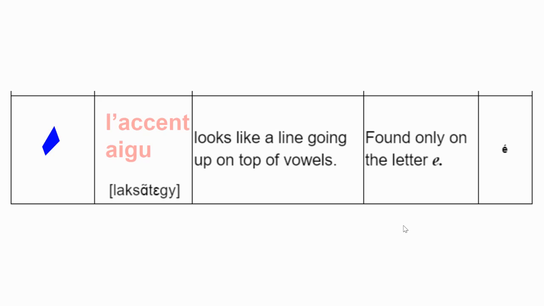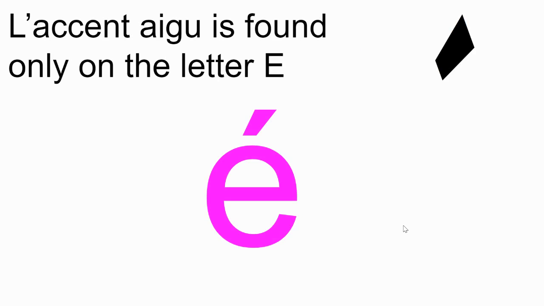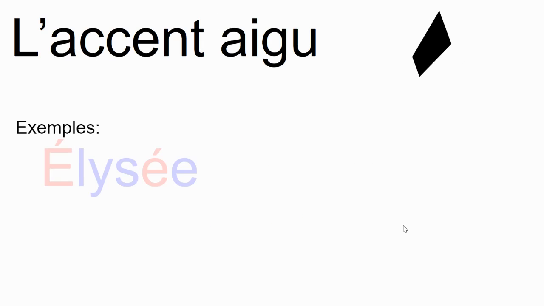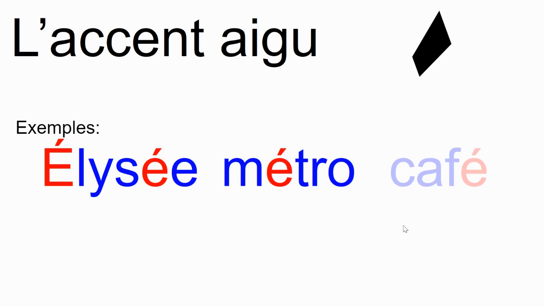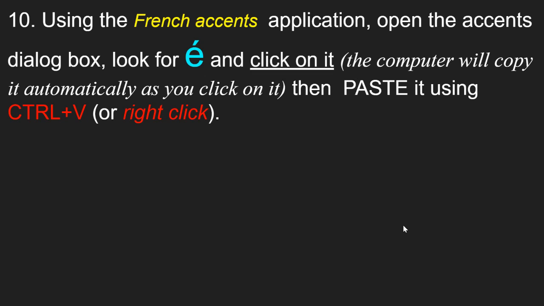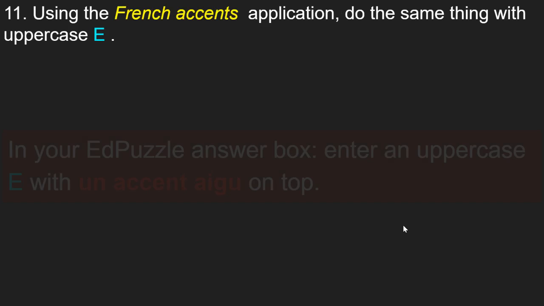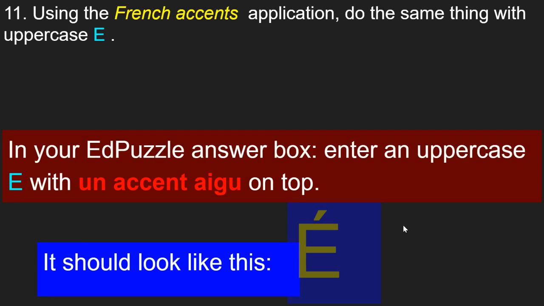All right, l'accent aigu. L'accent aigu is found only on the letter E. La lettre E, E accent aigu. Examples: Élysée, métro, café, entrée, opéra. So your turn to give me a lowercase E accent aigu. And now give me an uppercase E accent aigu.